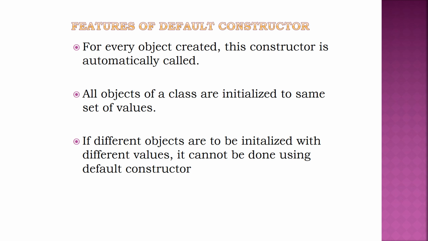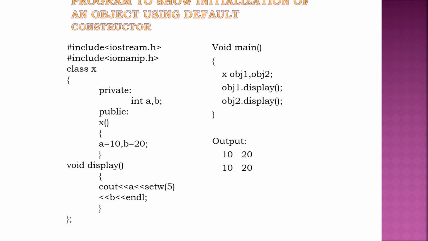Let us see an example for a default constructor. Here we have an example for initializing values using a default constructor. I have created a class in this program, and we are just going to pass values for two variables. I have created a class called x, and I have two data members, a and b, which are declared private. And I have created one constructor, that is a default constructor.